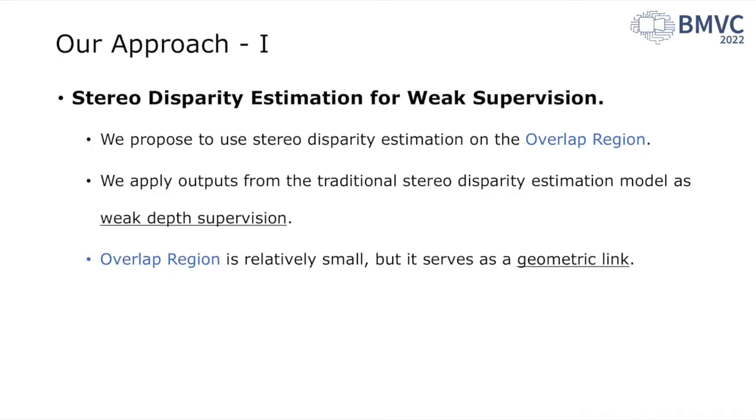As reported by Chen, disparity supervision, which fully pilots the network by exploiting the strong association of binocular images, substantially improves detection performance. Inspired by this observation, we propose to use stereo disparity estimation techniques on the overlap region, which is between all adjacent camera pairs in the surround view setting. Although this region is relatively small, it serves as a geometric link between two images. Consequently, we apply outputs from the traditional stereo disparity estimation model as weak depth supervision to improve the detection accuracy over the overlap region. We empirically found that this supervision significantly improves the overall detection accuracy.